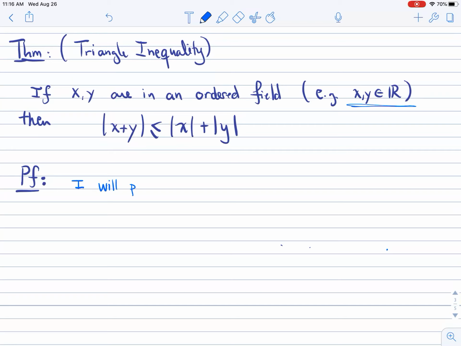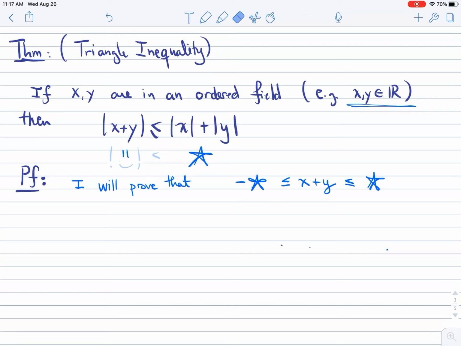I will prove that the smiley face, right? I want to show that this is saying the absolute value of smiley face is less than some number, right? This statement, I know it looks a little different, is saying the absolute value of something is smaller than something else. And so I'm going to show that that smiley face is between the star and negative star. Okay?